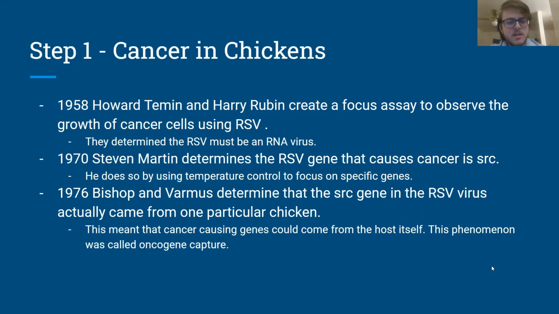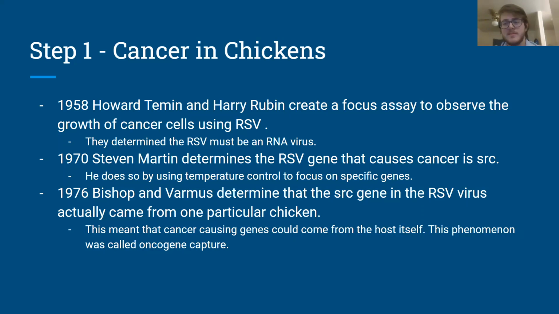And then later, Stephen Martin determines that this gene that the Rous sarcoma virus encodes for that causes cancer is known as SRC. And he determined that by using different temperatures to heighten the activity of the particular genes in the Rous sarcoma virus. And he determined it was SRC that was causing the cancer. And then 6 years later, Bishop and Varmus determined that the SRC gene in the RSV virus came from one particular chicken.